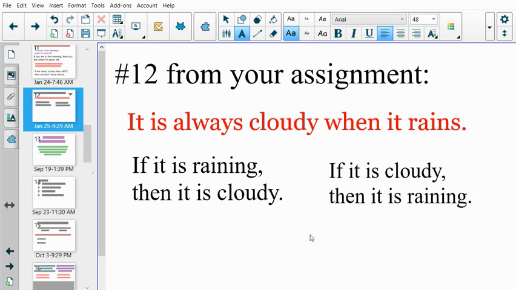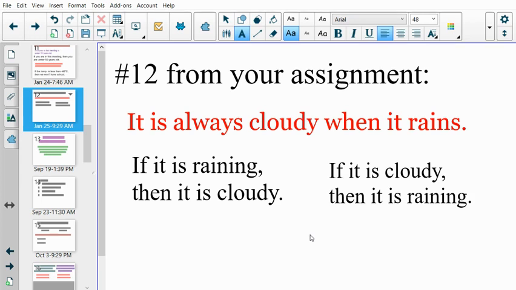Now, maybe you think that's true. Maybe you're thinking, yeah, it's always cloudy when it rains. Or maybe some of you are thinking about a day when you were outside and the strangest thing happened. It was this beautiful sunny day and all of a sudden rain started coming down.